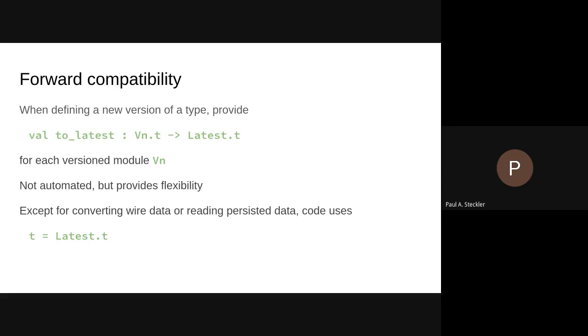And when we're not writing code that converts wire data or reading persisted data, we're not using the version type at all. We're going to be using the type t, which is defined to be the same as Latest.t. So the only place you really want to use version types is when you're declaring other version types.